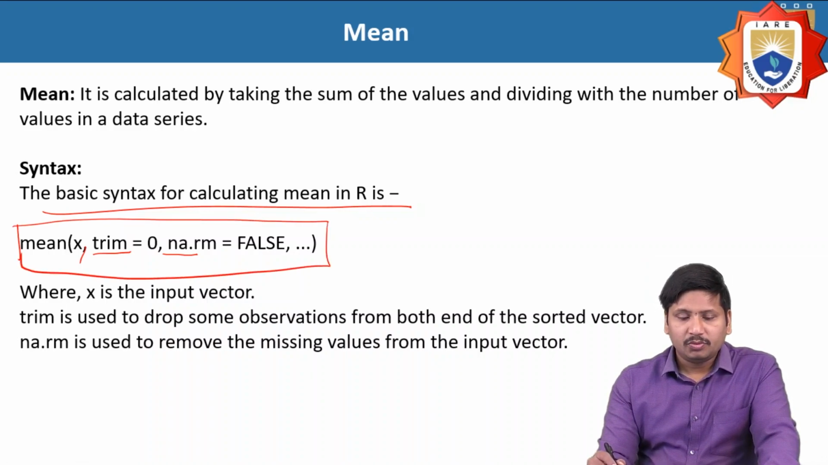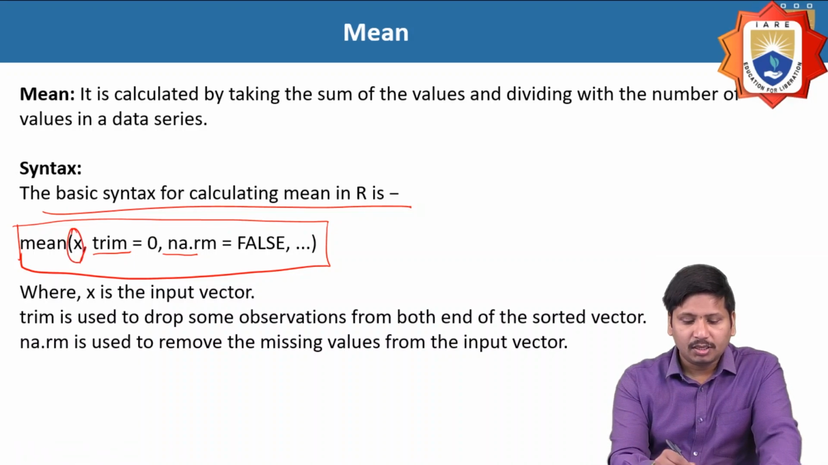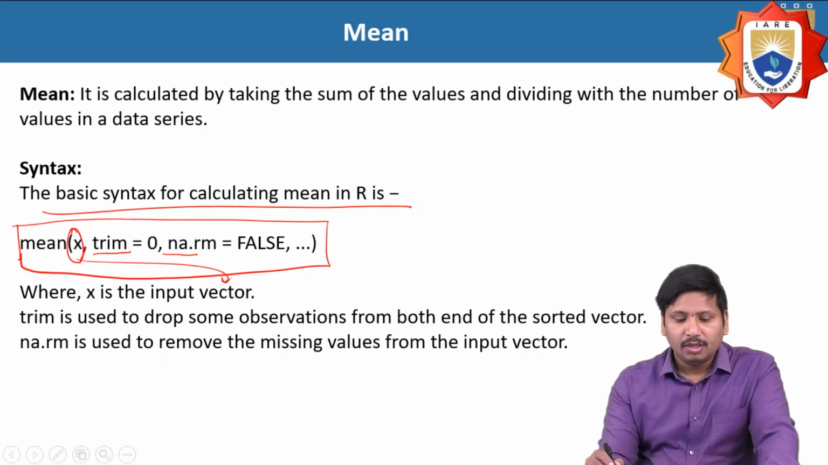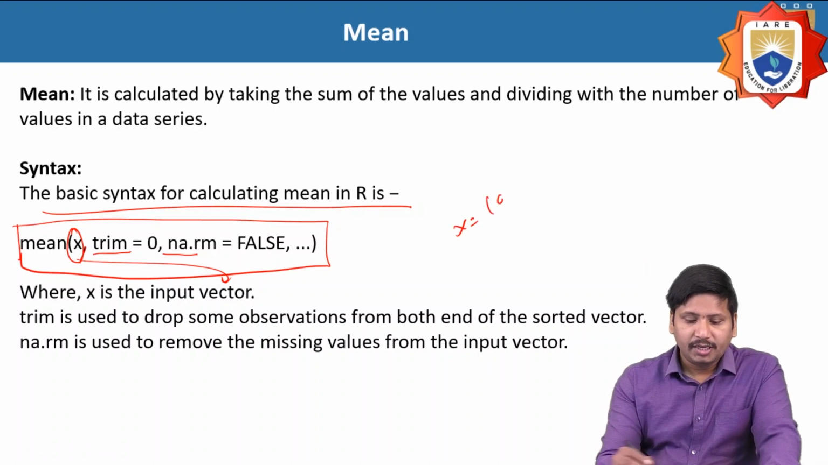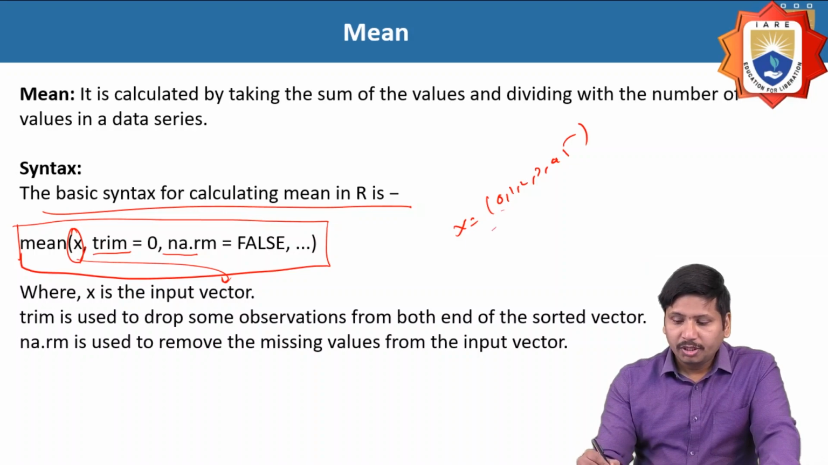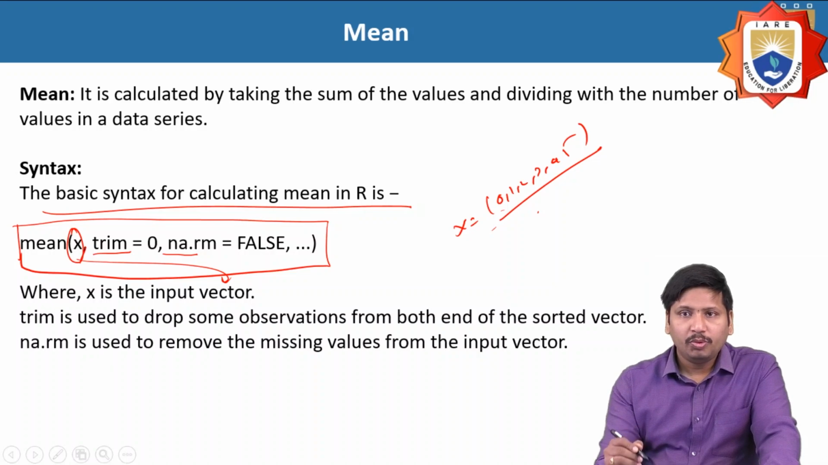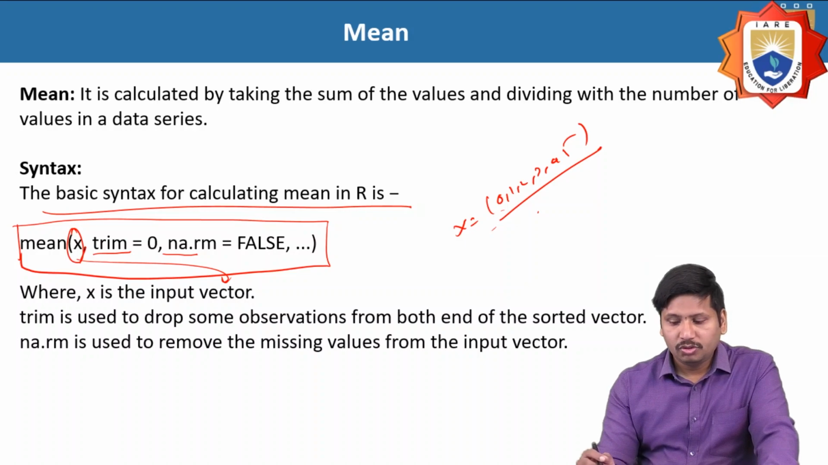So here, what is x? x is the input vector, and trim is used to drop some of the observations from both ends of the sorted vector. So by making use of this trim attribute, you are able to drop some of the observations from both ends of this sorted vector.